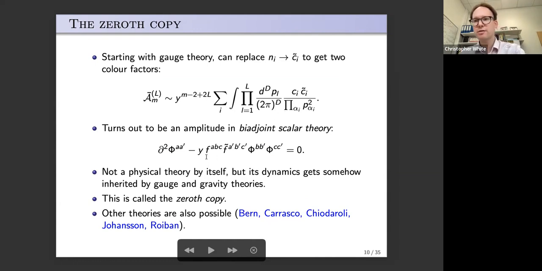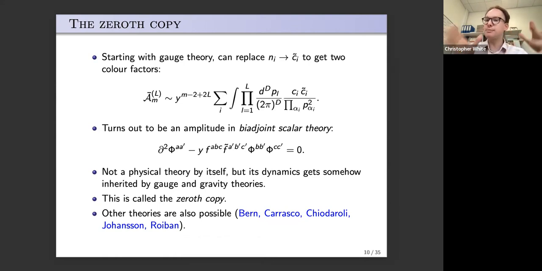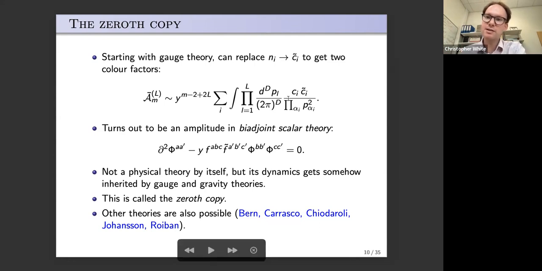And its amplitudes indeed are what you get from doing this procedure. And it's a rather unphysical theory because it's got a cubic Lagrangian, so its energy is unbounded from below. But what's remarkable is that amplitudes in this theory somehow, at least part of their dynamics, gets inherited by gauge and gravity theories. So very unphysical stuff in the biadjoint theory turns into physical stuff when we copy it to gauge and gravity theory. So anyway, this is called the 0th copy rather than the double copy because I take 0 copies of the kinematic numerators.